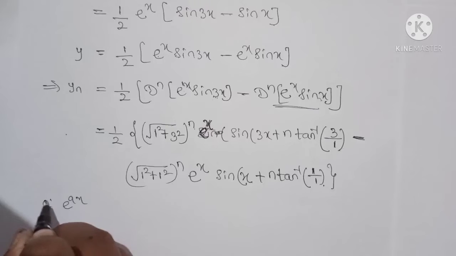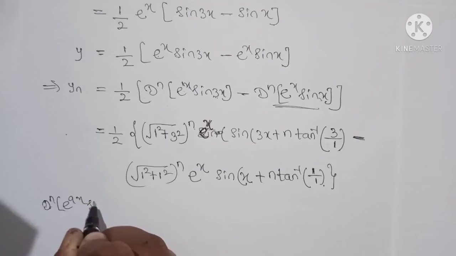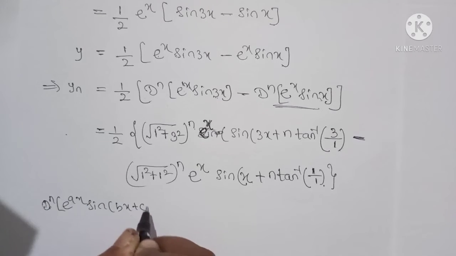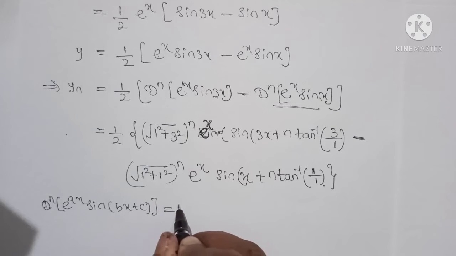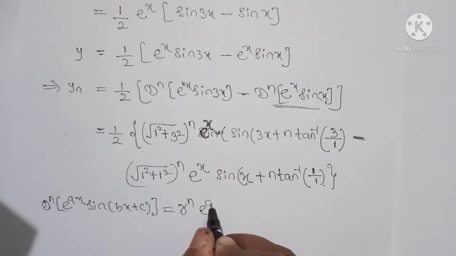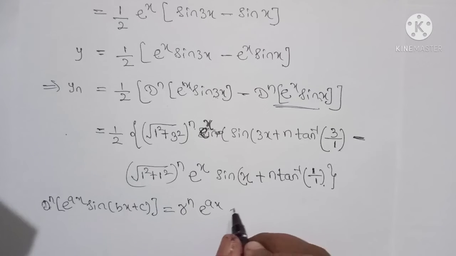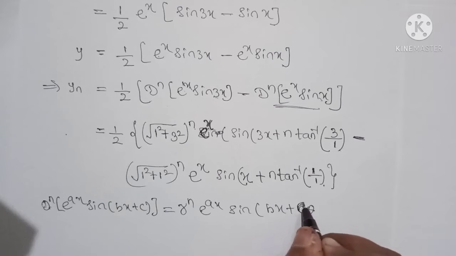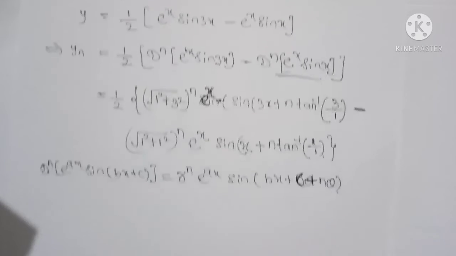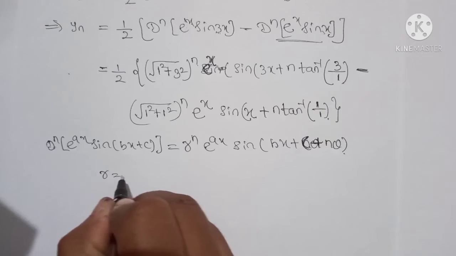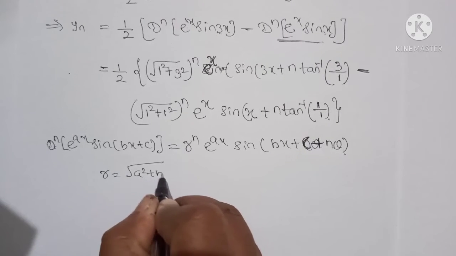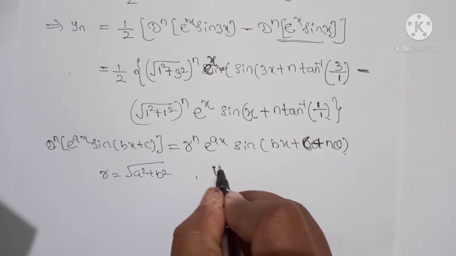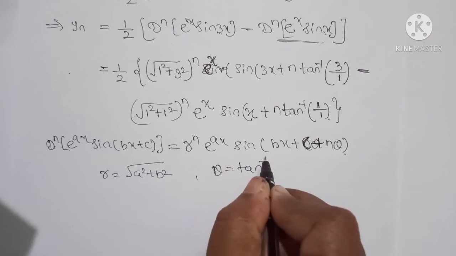The nth derivative of e raised to ax sine of bx plus c is equal to r raised to n e raised to ax sine of bx plus n theta, or if we present c, we write c plus n theta. Here r is equal to the square root of a square plus b square, and theta is equal to tan inverse of b by a.